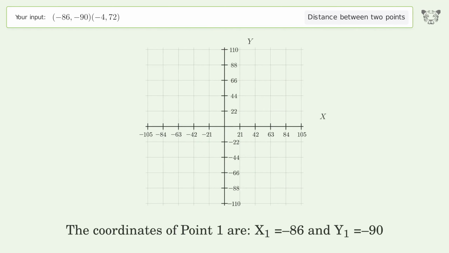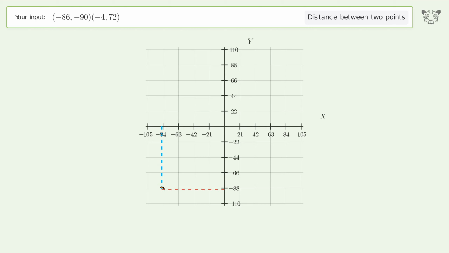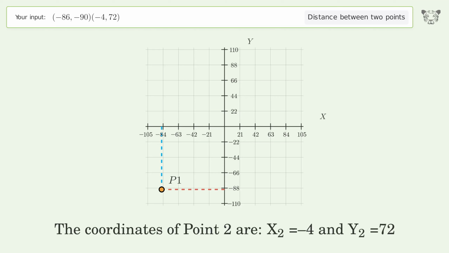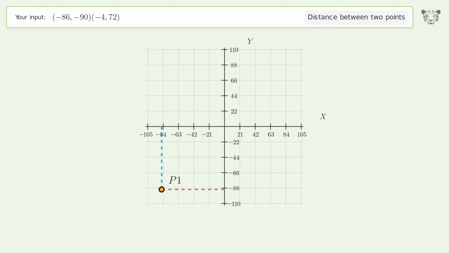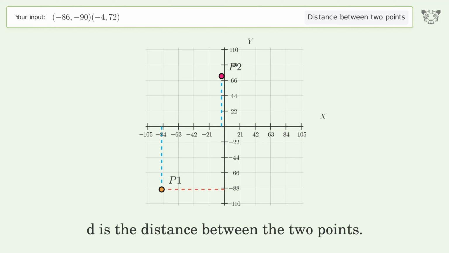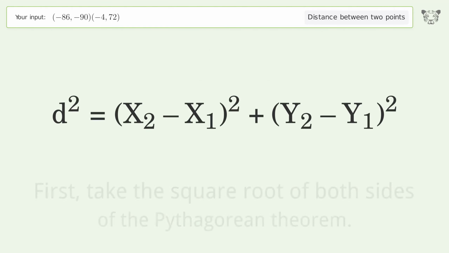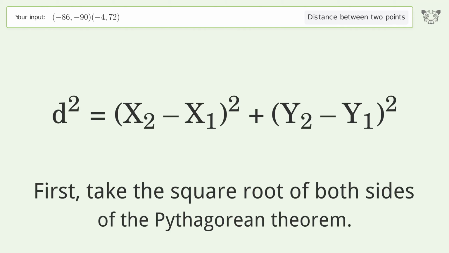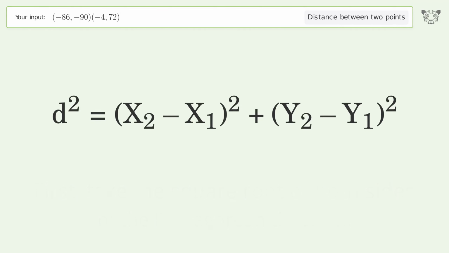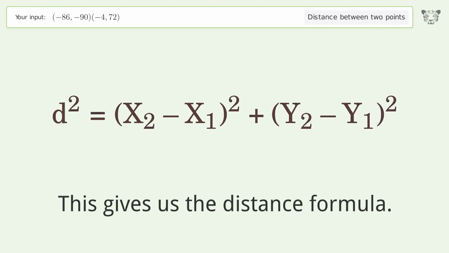The coordinates of point 1 are x1 equals -86 and y1 equals -90. The coordinates of point 2 are x2 equals -4 and y2 equals 72. D is the distance between the 2 points. First, take the square root of both sides of the Pythagorean theorem. This gives us the distance formula.